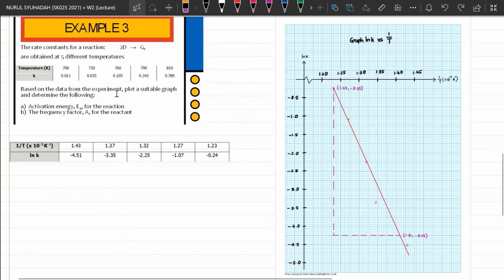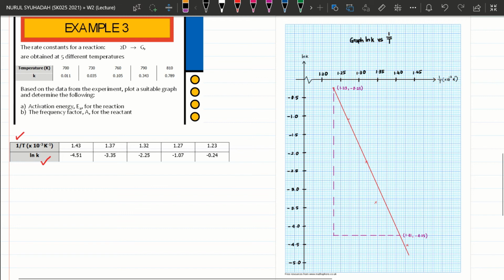So this is our question just now, and what you can see that I have done here, I already found the value of ln K and the value of 1 over T. For the unit of 1 over T, I put it as 10 to the power of negative 3 K negative 1. Why do I put it like this? So that it will be easier for me when I want to plot my values on my scale. But you need to make sure that the unit is 10 to the power of negative 3, and once you want to use it for the calculation, you need to make sure that you include 10 to the power of negative 3.